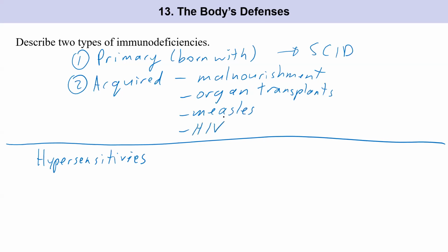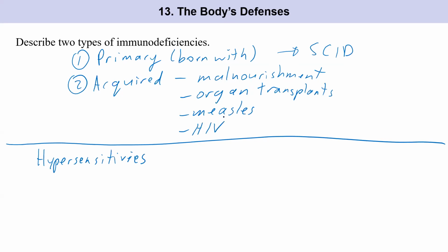So measles actually kills memory cells. So that's bad. HIV kills T cells, CD4 cells, and can destroy the immune system entirely. So two types of immunodeficiencies, right? Primary and acquired. Like I said, a variety of causes for acquired immunodeficiencies.